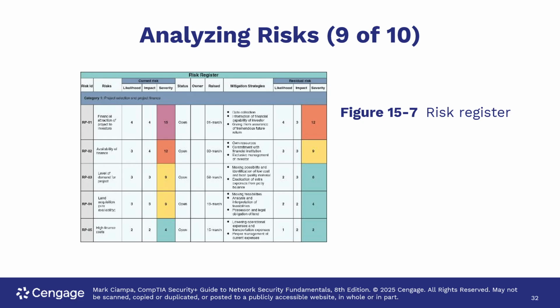Then if that does happen, you see here the mitigation strategies. And then once you've cleaned it up, is there any residual risk? What level of likelihood that it'll happen again, and the impact if it does again. And that becomes your severity of that risk. And you can see that first one is 4 times 3, or 12.